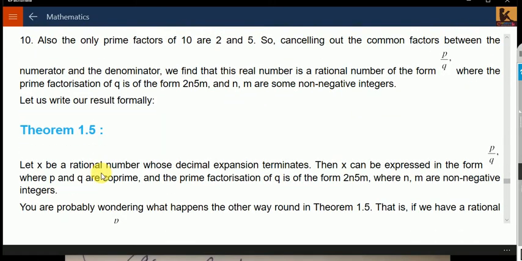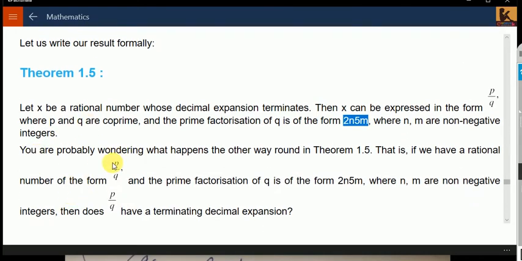Similarly, the first theorem: let x be a rational number whose decimal expansion terminates. x is a number whose decimal expansion terminates. Then x can be expressed in the form p by q, where p and q are co-prime and q is in the form of this. This is actually 2 raised to power n and 5 raised to power m, where n and m are non-negative integers. I'll explain this theorem.